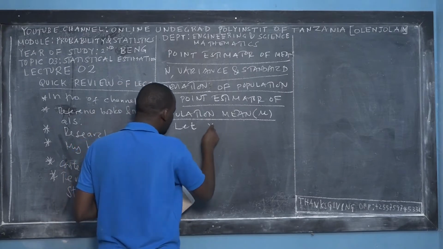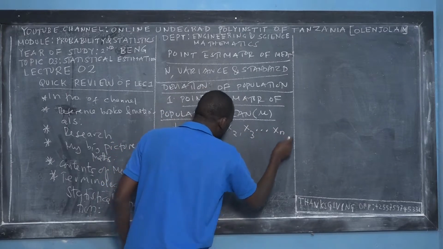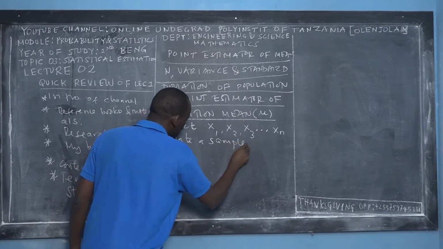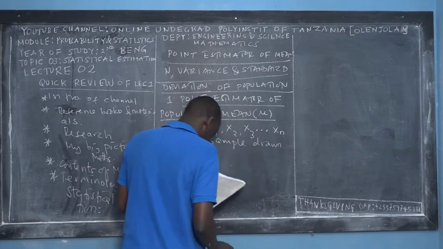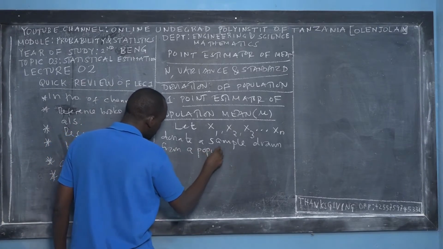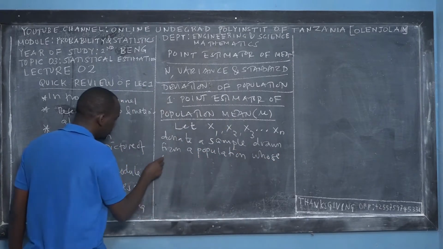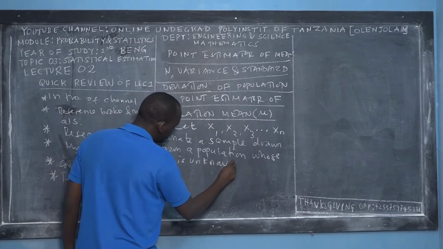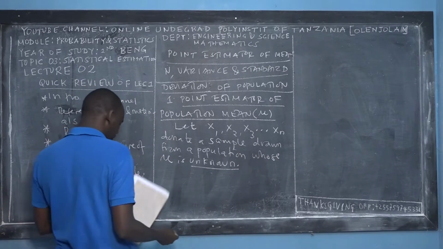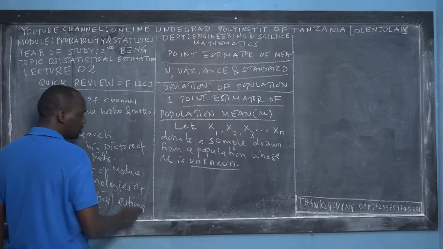We say, let x1, x2, x3, to xn, this is finite data, denote a sample drawn from a population whose mean is unknown. Whose mean is unknown. So we don't know its mean, so we have to find it. We can use that sample. It means that a sample mean can be used as an estimator of the population mean. Remember that this is the population mean.